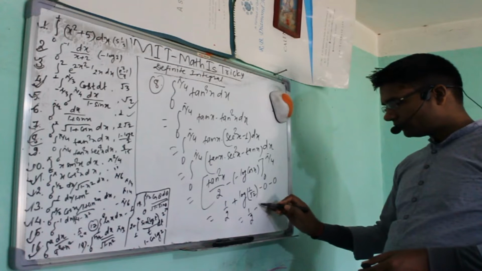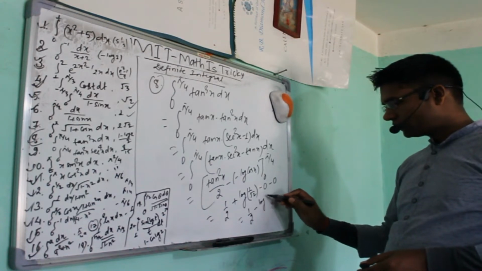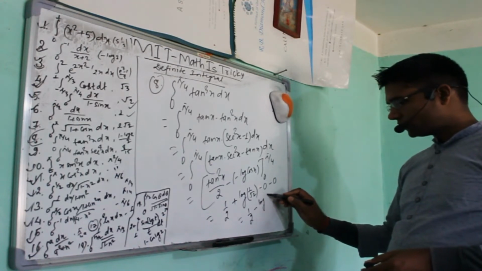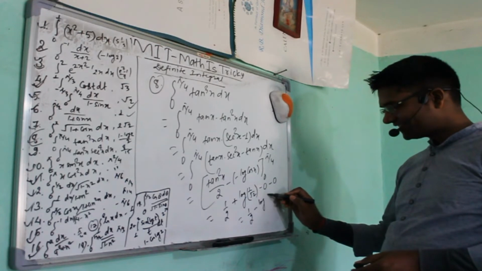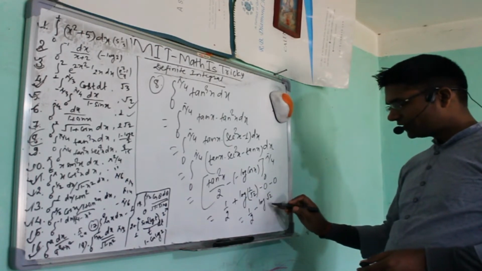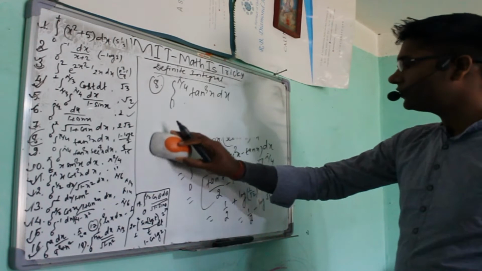So what should you do? In this case, we have to use another method. So let's see what we are going to do. For this, we will not use the method of rationalization. We'll start this way. Let's see how we can solve this.